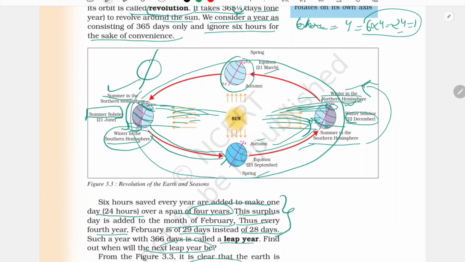So next we will see about this equinox. Okay, in equinox it will be similar. The day and night will be all similar.